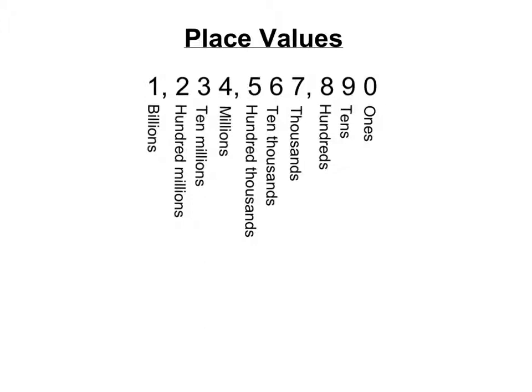After that comes the millions group, and so we have a millions place, the 10 millions place, and the 100 millions place. And then finally, this one all by himself is in the billions group and is in the billions place. Again, notice that the groups are separated by commas and that each group has 3 place values in it, ones, tens, and hundreds.